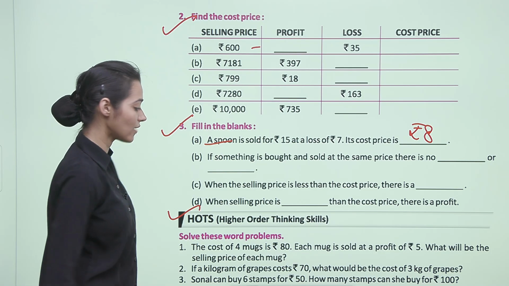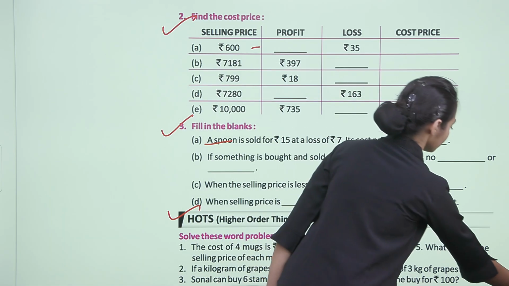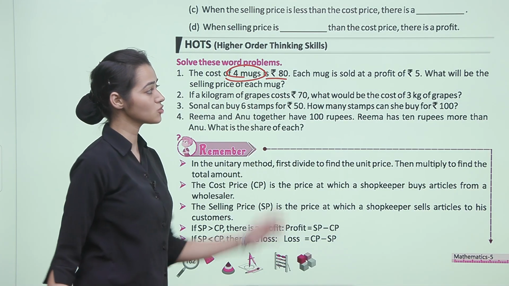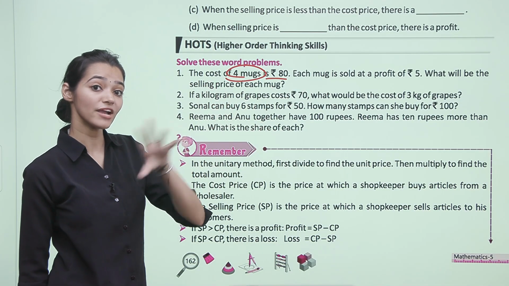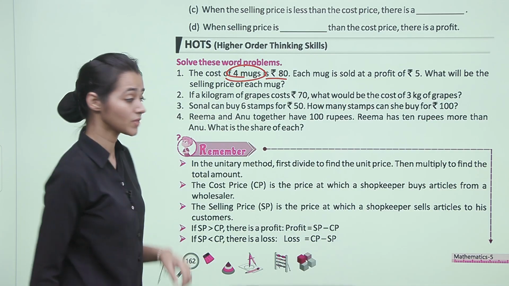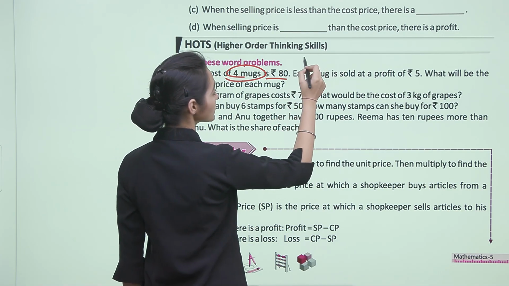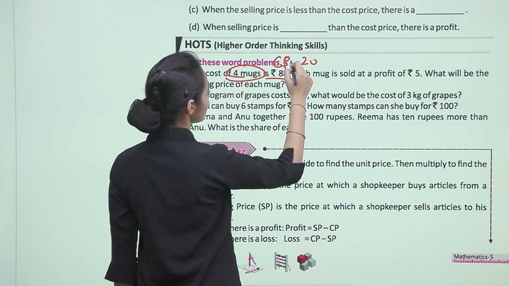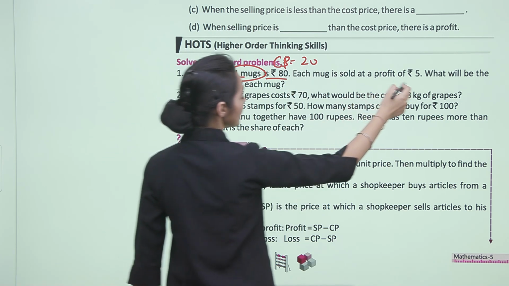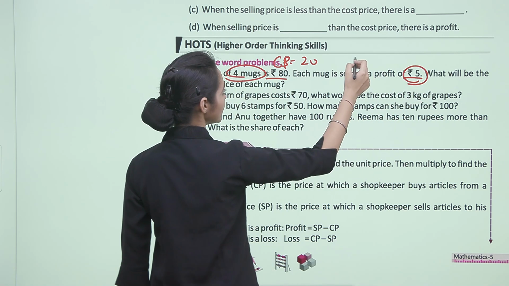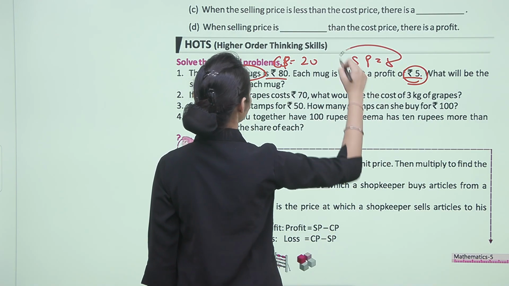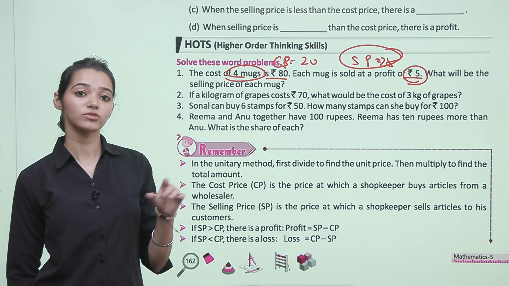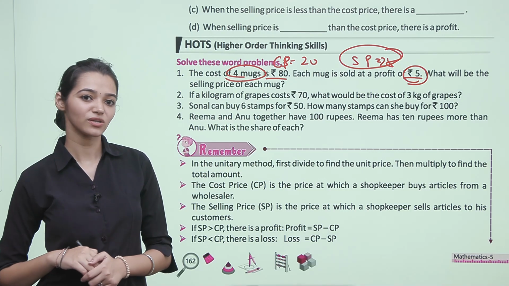Now let's look at the HOTS. We have to solve the word problems. We are told that the cost of 4 mugs is 80 rupees. Each mug is sold at a profit of 5 rupees. What will be the selling price of each mug? So that means one mug costs 20 rupees. So the cost price is 20 rupees. He has made a profit of 5. That means selling price is 25 rupees. And for all of the mugs, 25 into 4. That's how we can solve the remaining part.